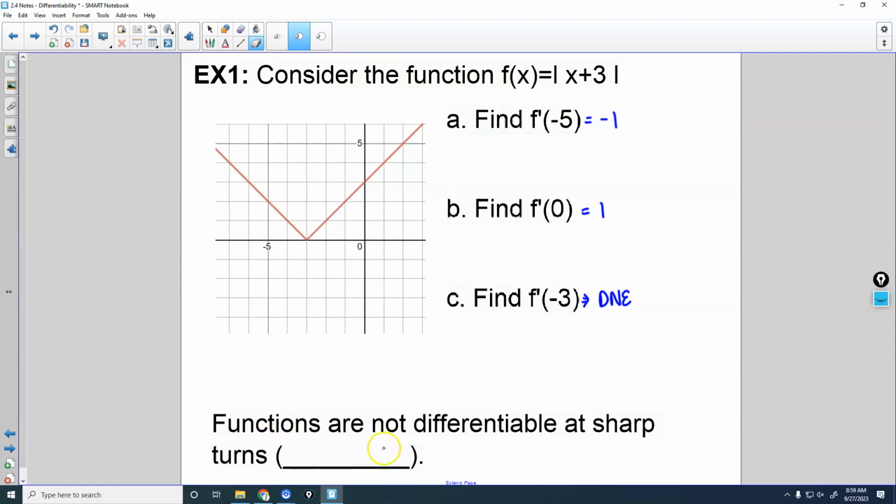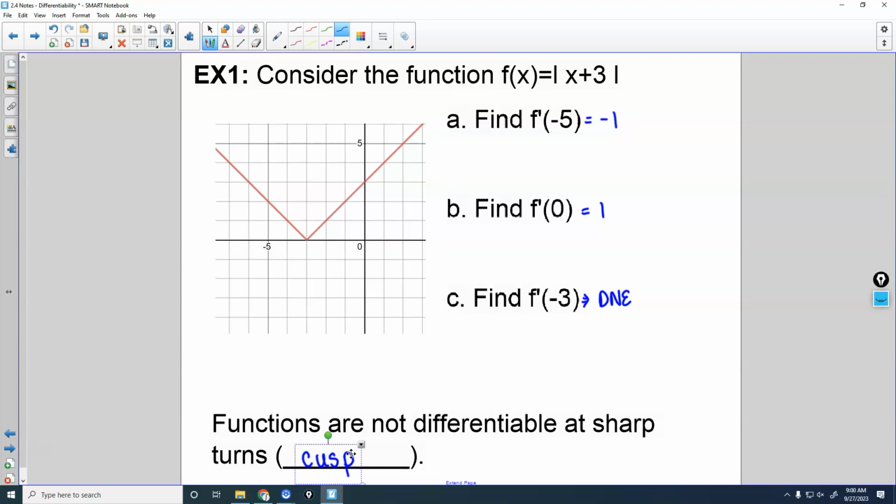A word that is sometimes used for this is a cusp. If you have a cusp, you're not differentiable at that point. Or you can just call it a sharp turn. It's fine to call it a sharp turn. Sharp turn on the exam's fine. You could use cusp if you want.